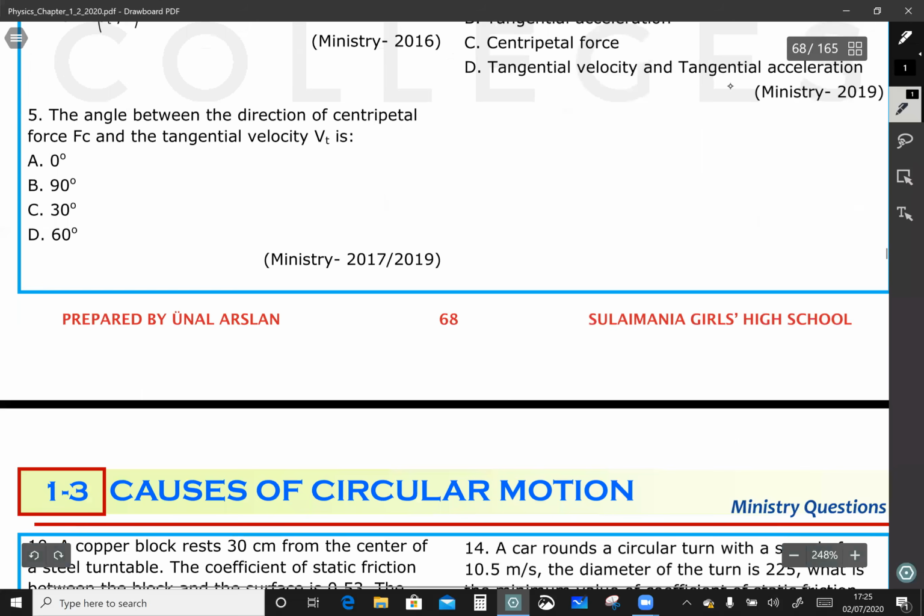The angle between the direction of centripetal force Fc and tangential velocity is, in fact, easy. Tangential means tangent to the circle, like this. Centripetal means towards the center. Of these two quantities, if one of them is tangential, the other one is centripetal, so they will be perpendicular to each other. That's why the angle between these two quantities will always be 90 degrees.